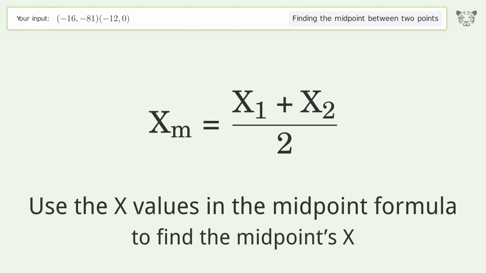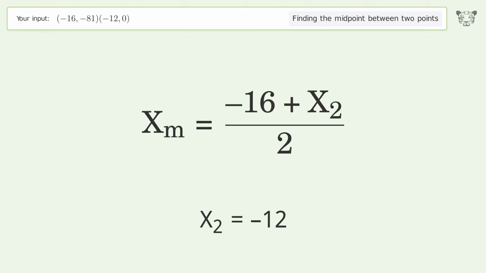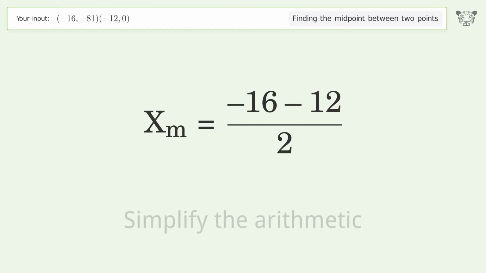Use the x values in the midpoint formula to find the midpoints x. x1 equals -16. x2 equals -12. Simplify the arithmetic.